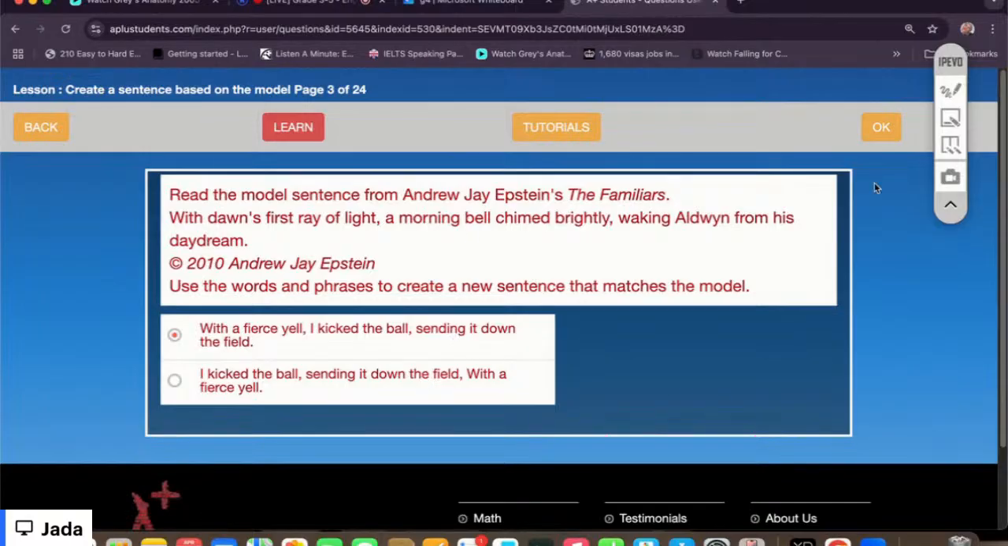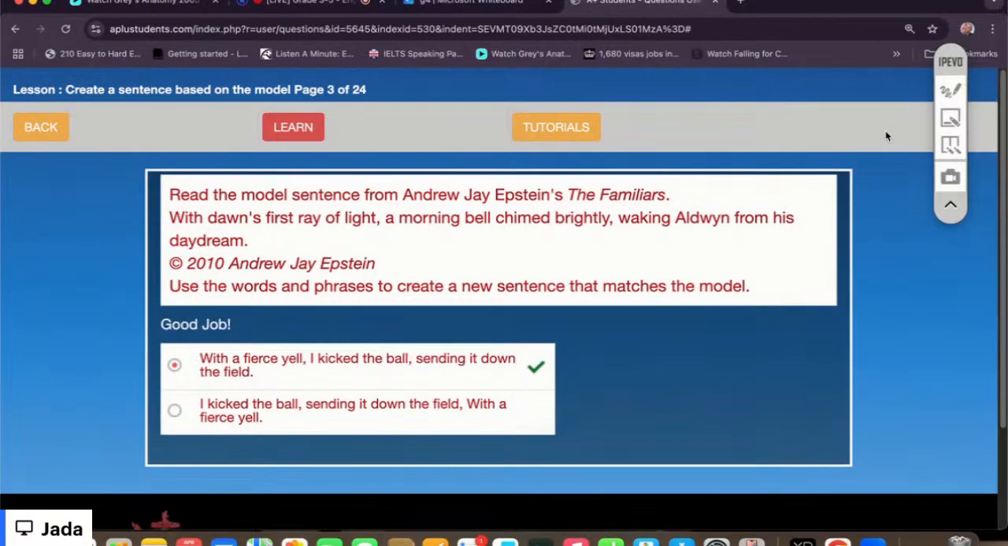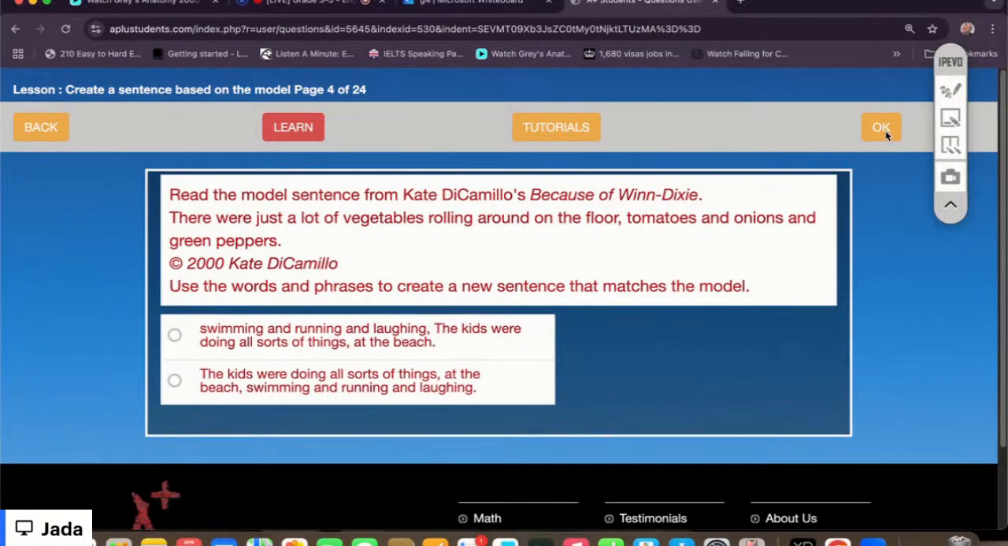So we have the first one. There were just a lot of vegetables rolling around on the floor, tomatoes and onions and green peppers. So is it first or second?